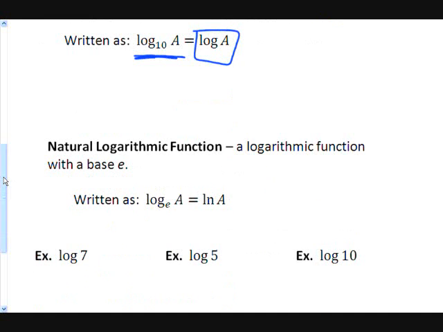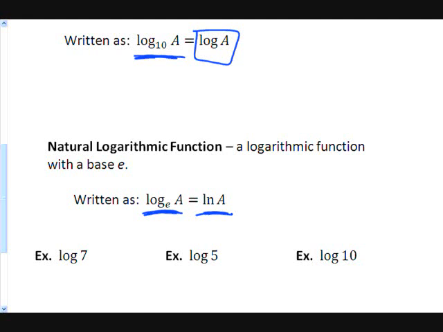On the flip side of that, the natural logarithm is just the logarithm with log base e. So in other words, log base e of a, that's our natural logarithm, and we write it like this. Okay, we use this abbreviation ln for the natural logarithm.